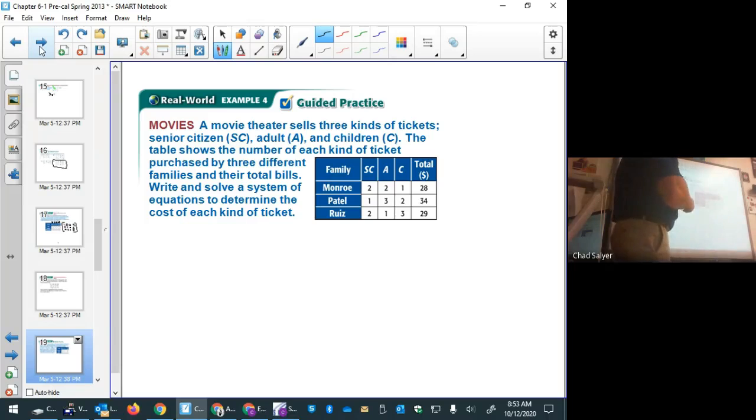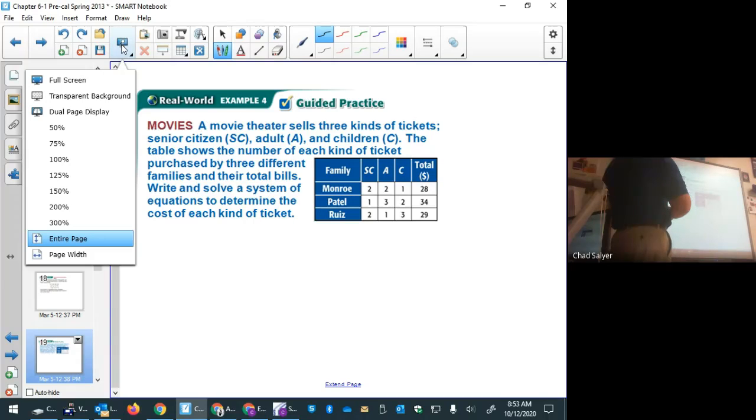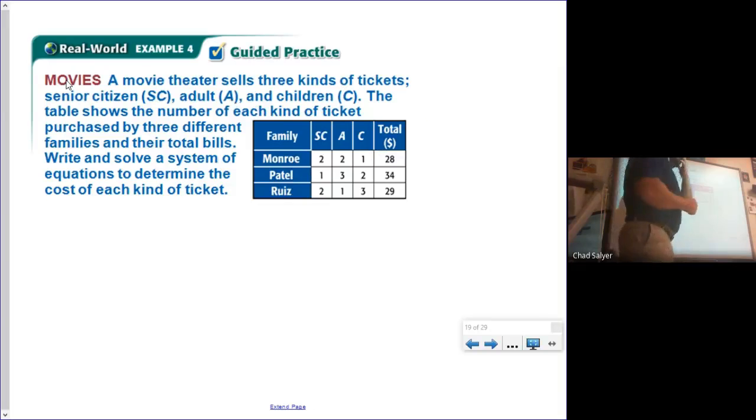All right, so here's one for you guys. You've got a movie theater that sells 3 kinds of tickets: senior citizens, adults, and children. The table shows the number of each kind of ticket purchased by 3 different families. Write and solve the system of equations to determine the cost of each ticket. So tell me how much an old person costs, a regular age person, and then a kid.